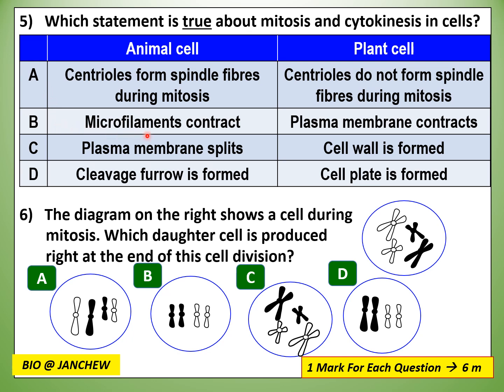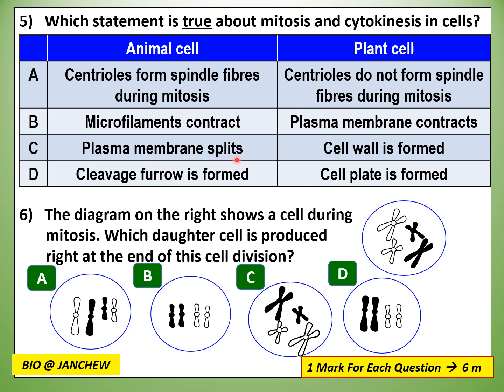B, microfilaments contract. Yes, in cytokinesis, in animal cells, microfilaments will contract in the center of the cell. Plant cells, plasma membrane contracts. Wrong. Plasma membrane does not contract. It's just the formation of a new cell wall in the center of the cell. So B is wrong.